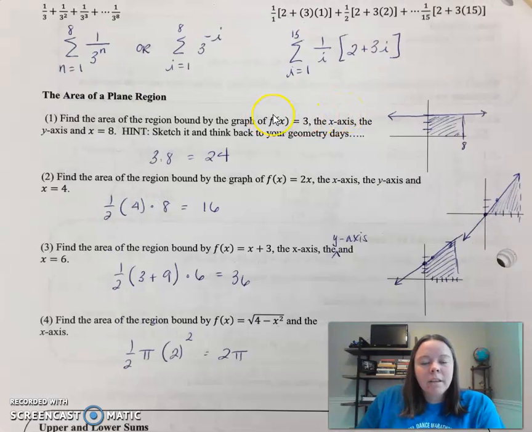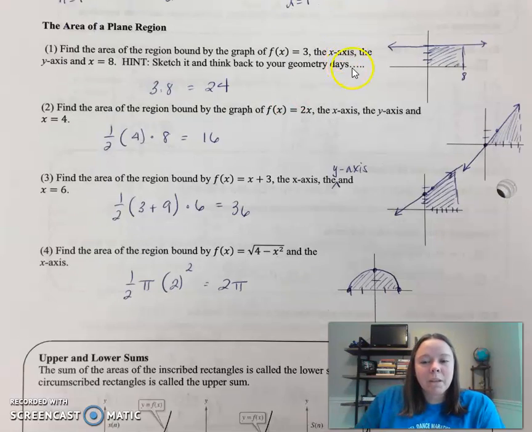All right, and then now we're going to switch gears. This starts with 2 random topics, but then I promise we'll bring them together. So we talked about summations. Now we're going to talk about area of a plane region. So these are just some examples where I graphed the function. In this case, 3 was a horizontal line. And then it said from 0 to 8, it created a rectangle.